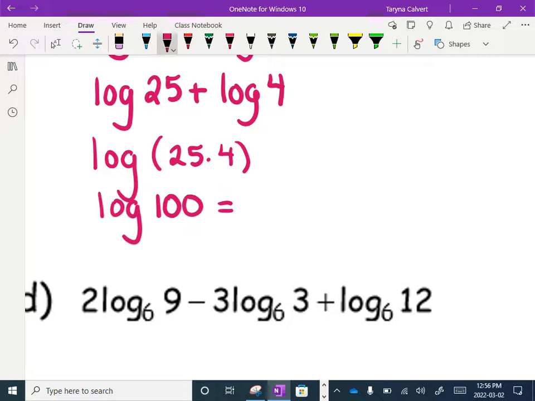So when you evaluate that, guys, what do you get? Perfect. Because again, that's when the number's not written there. Remember, it's always a base 10.